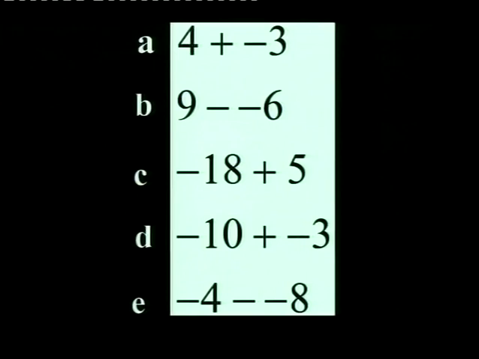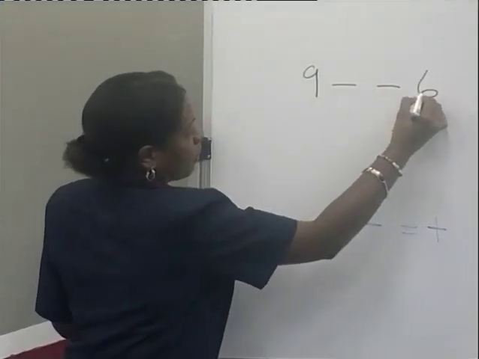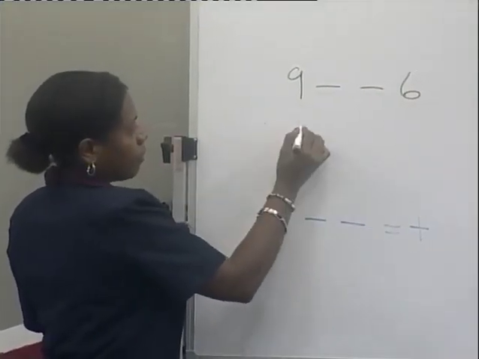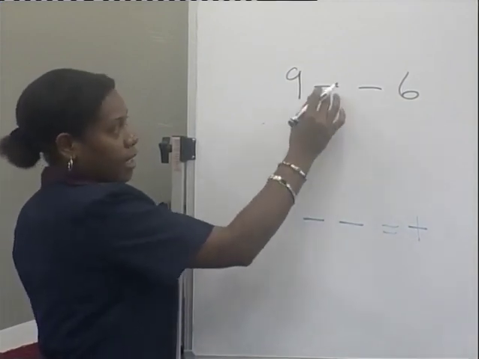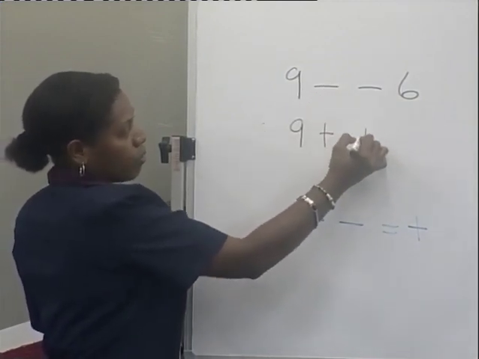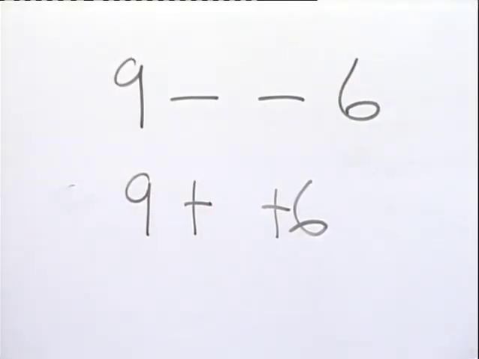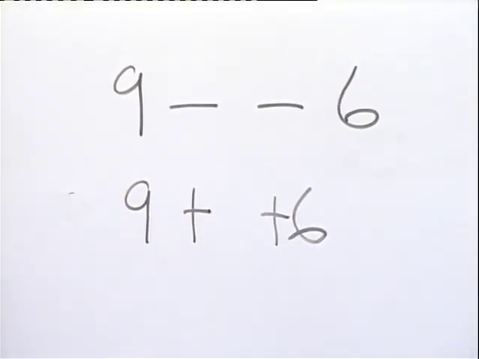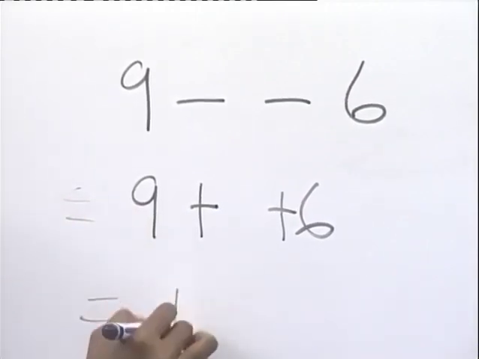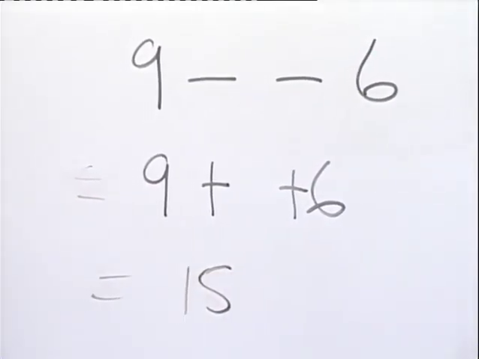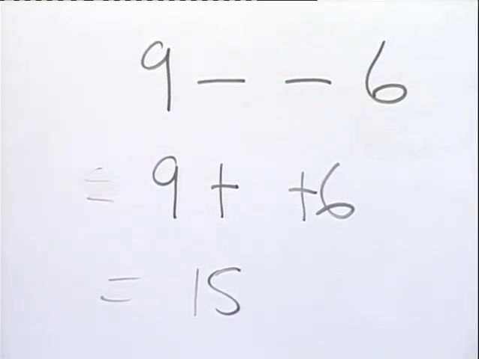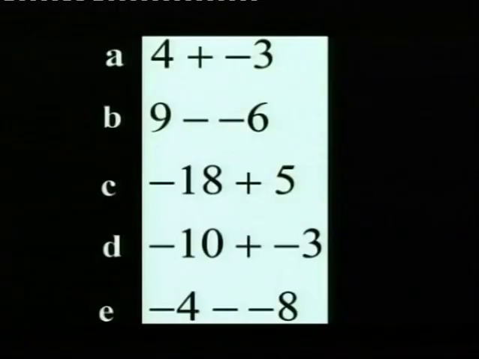You add its opposite. So that means 9 take away negative 6, you will add its opposite. So you have 9 plus positive 6, so 9 plus 6 is equal to 15. So your answer is positive 15. All right, receiving students, when you subtract a negative number, you add its opposite. Okay, good. Next one. Negative 18 plus 5?